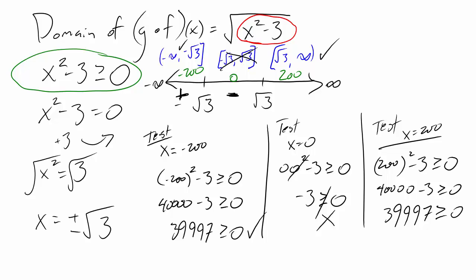So when we're stating our domain here for this function, we want the two intervals that were positive. So that's going to be negative infinity to negative square root of 3, and positive square root of 3 to positive infinity for our domain.